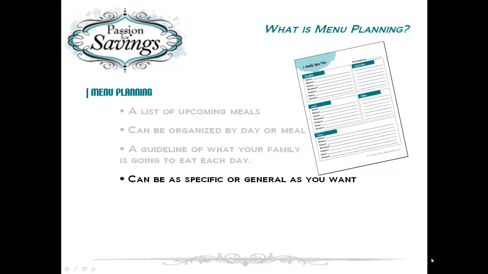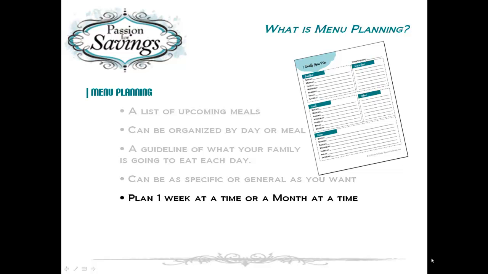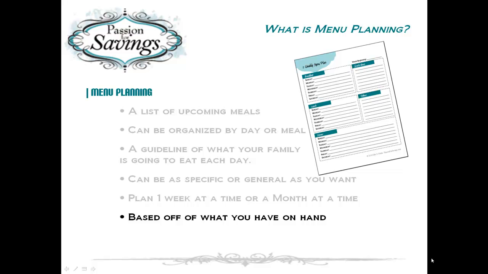Also, it can be as specific or as general as you want it to be. You can plan 1 week at a time or a month. A lot of people like to plan 2 weeks and then repeat those same 2 weeks for the last 2 weeks of the month. It's based on what you have on hand, and this is the key. You're starting with what you have. There's no more running to the store, buying a box of taco shells, and then getting home and going, oh, I had a box of taco shells in the pantry. And so it's really going to focus on what you have on hand first.